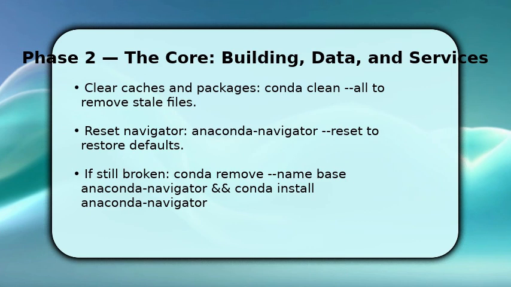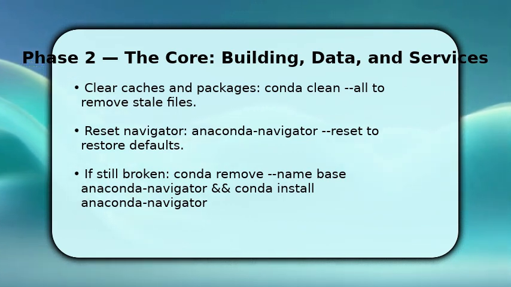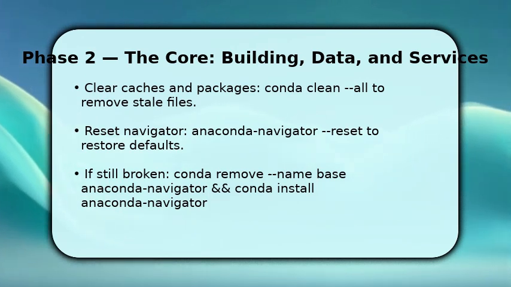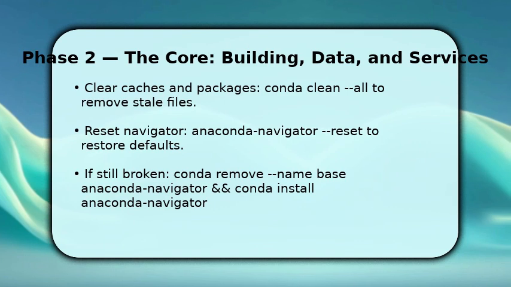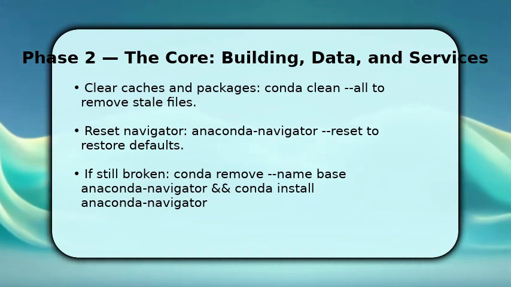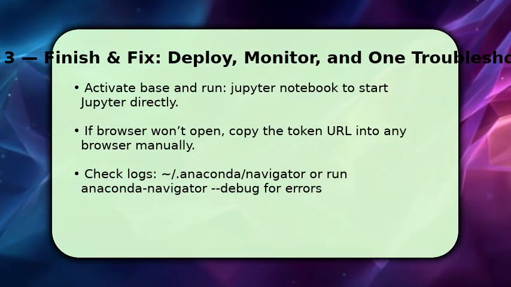Next, reset the Navigator to default settings so a corrupt config doesn't block launches. If problems continue, remove and reinstall the Navigator package in base. This replaces binaries and restores menu entries. These steps address deeper configuration or package-level faults that simple updates don't fix, and they prepare your environment for a direct notebook launch. You finish by bypassing the GUI.